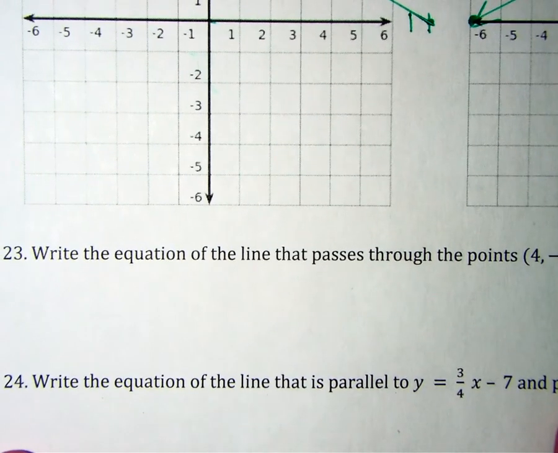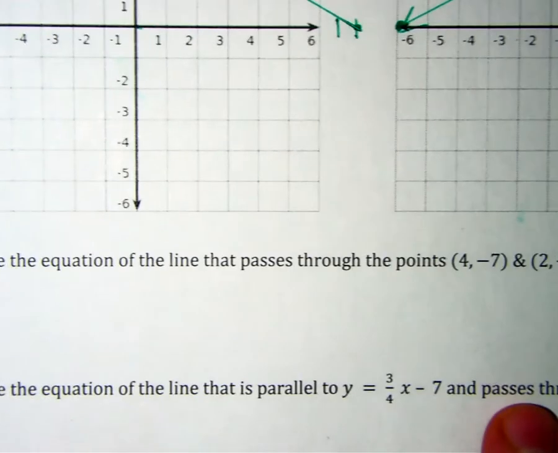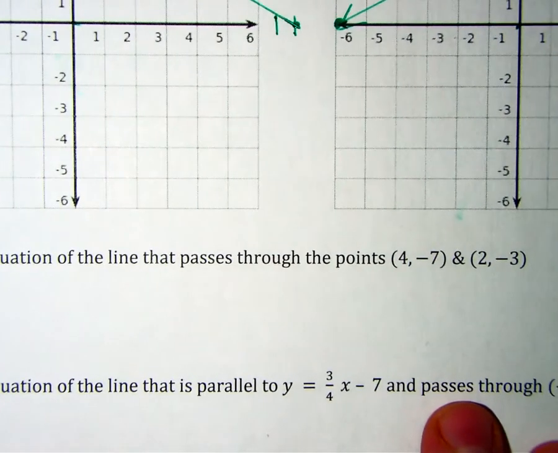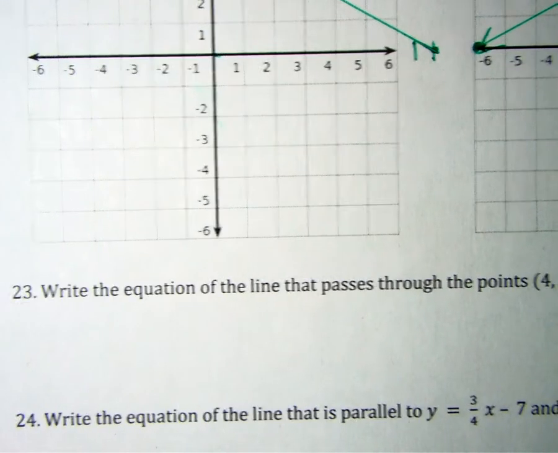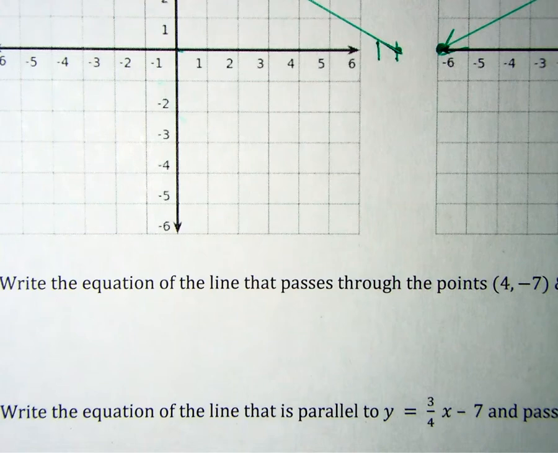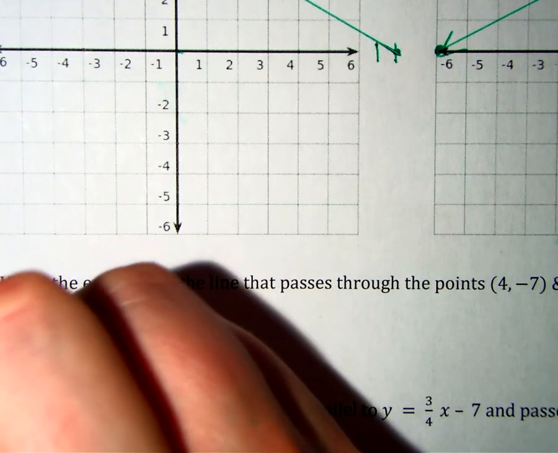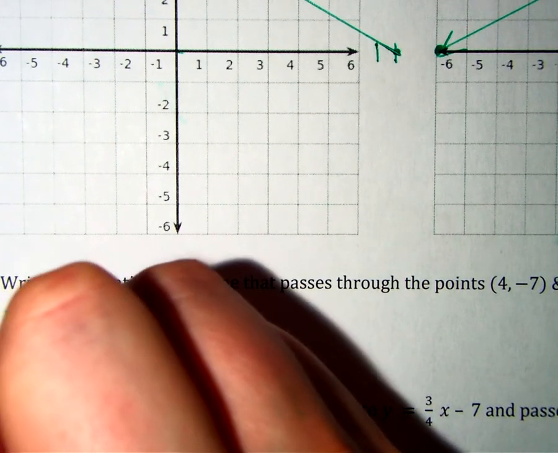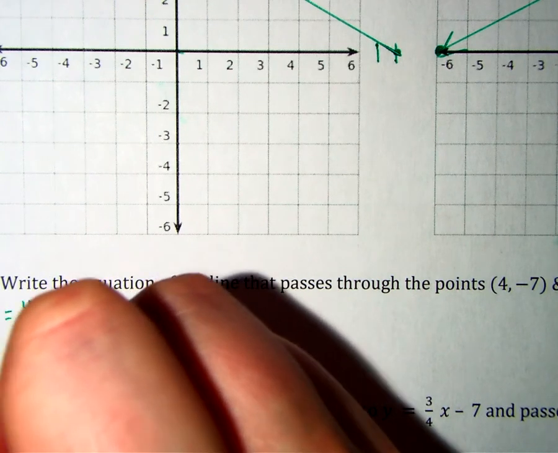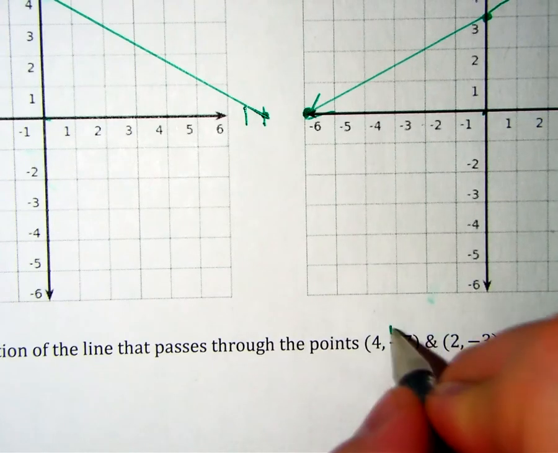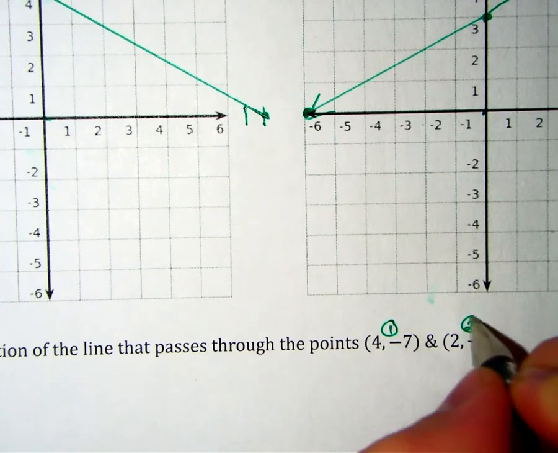Number 23, write the equation of the line that passes through the point (4, negative 7) and (2, negative 3). In order to graph the equation of that line, we need to first know what the slope is. So m is equal to y2 minus y1 over x2 minus x1. Let's label my ordered pairs. First ordered pair, second ordered pair.